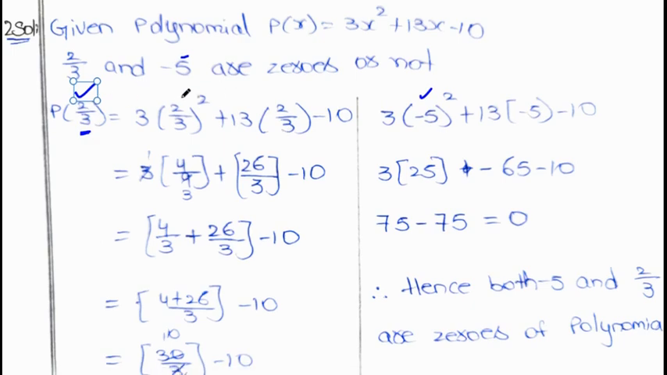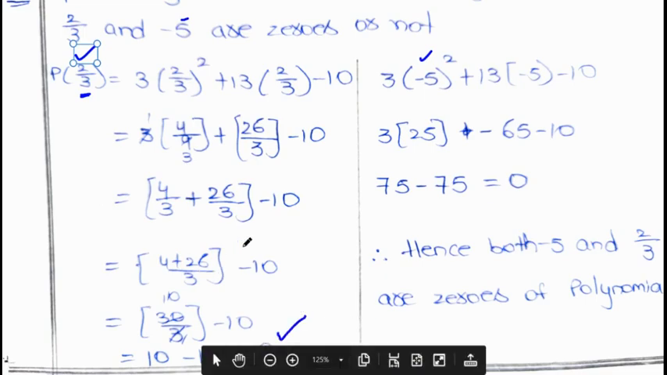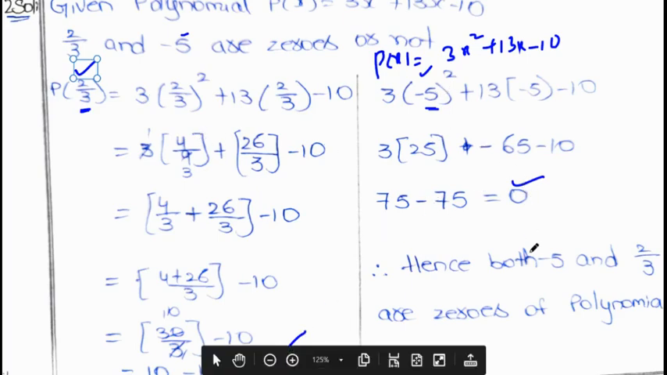So replacing 2 by 3, our answer we got is 0. So we got the answer as 0, therefore 2 by 3 is a zero of the polynomial. Then we have replaced minus 5 in the place of x and the answer is 0. So for both 2 by 3 and minus 5, after replacing, our answers are 0. Therefore minus 5 and 2 by 3 are zeros of the given polynomial.